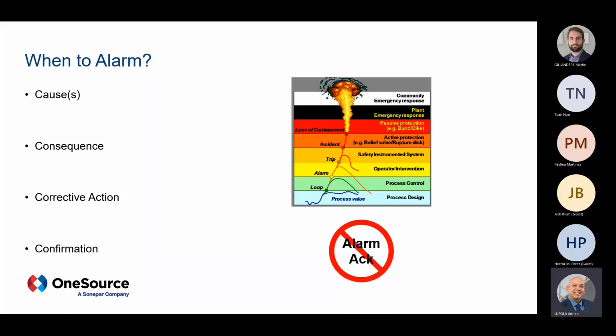And next is a confirmation. There needs to be some type of confirmation notifying the system itself that something has been done to fix the system and bring it back to normal.